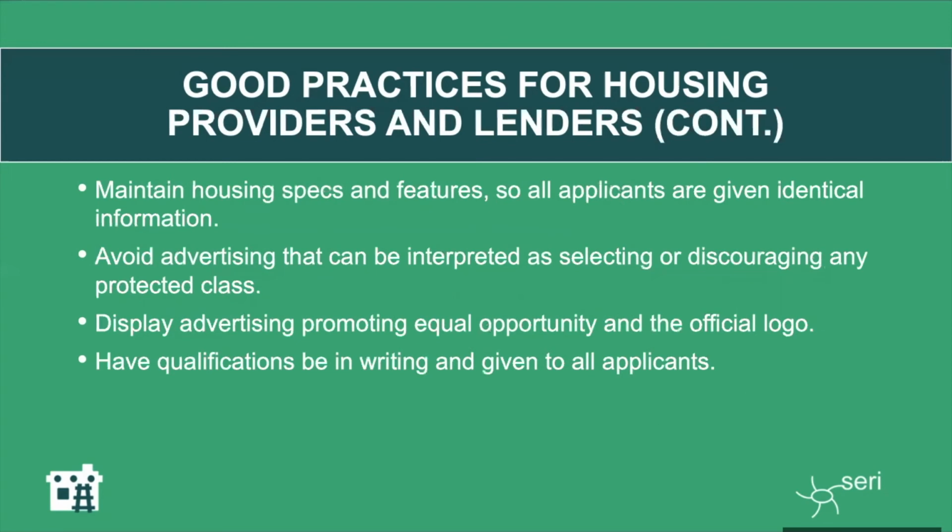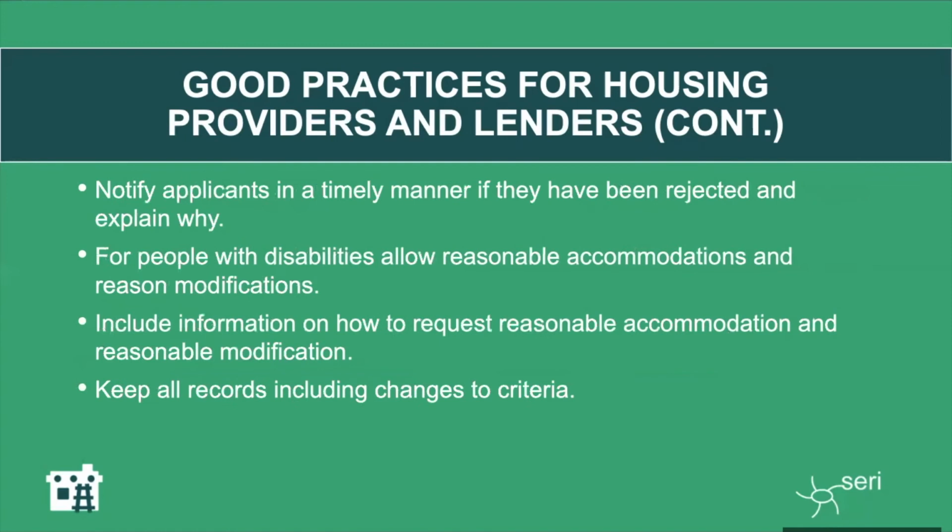Give all housing applicants the same housing specs. Make sure your advertising promotes equal housing opportunity and includes the logo. Have the applicant qualifications given to all applicants in writing. If someone's application has been rejected, notify them in a timely manner and give a reason why. For people with disabilities, allow and include information on how they can request reasonable accommodations and modifications on the property. Keep all records, including changes to your criteria.